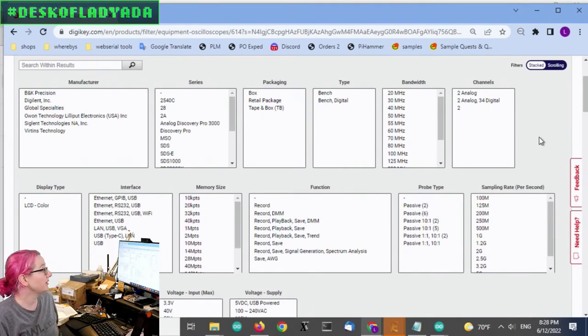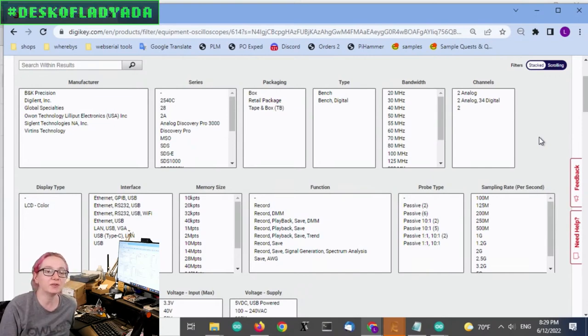Next, the next thing you're going to pay for is bandwidth. Bandwidth is kind of, sort of, the fastest signal you can look at. It's a little bit more complicated than that, because if you're looking at a 50 megahertz square wave, the square wave has higher frequency components that will not come through, and so you'll kind of get a sinusoid instead.